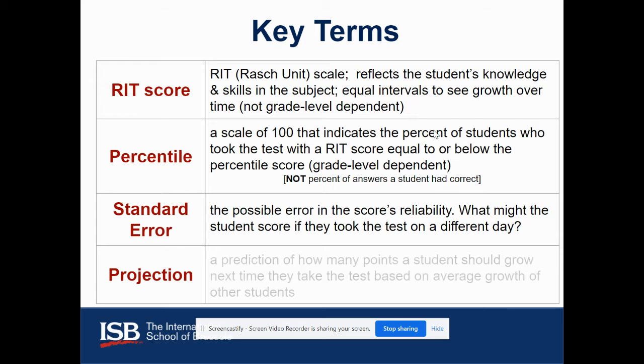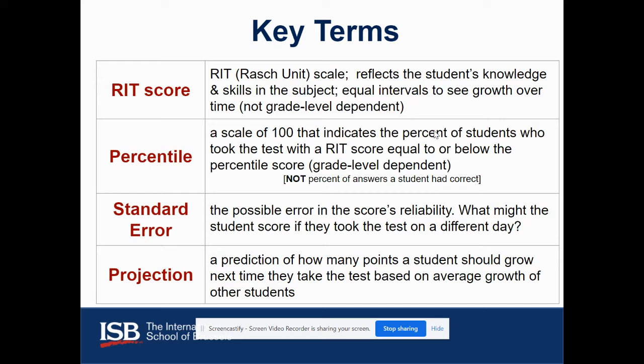The last term is projection. Projections are based on MAP's normative data. MAP takes your child's current score, then adds the average increase of RIT scores from students in the norm group at the same grade level across the same time period. In a nutshell, if your child increases their score at a similar rate to others in the same grade level, then they'll get the score in the projection bar. Obviously, every child's different. So while the growth projections are a very useful tool, we should always interpret them as guidelines, not as fixed expectations.